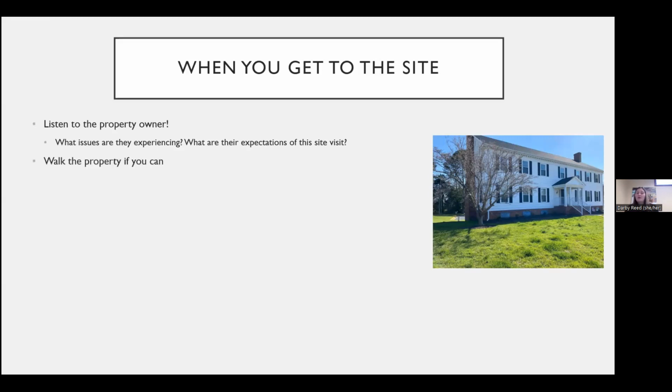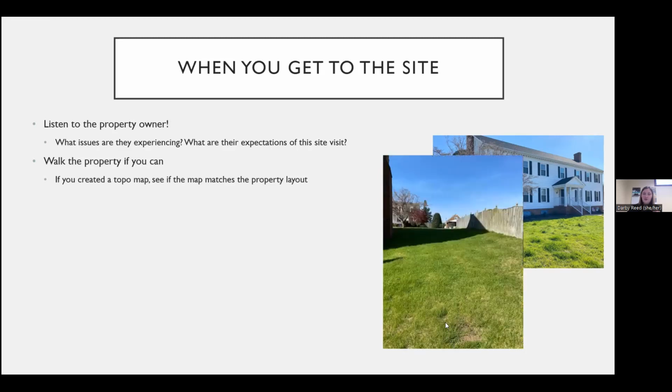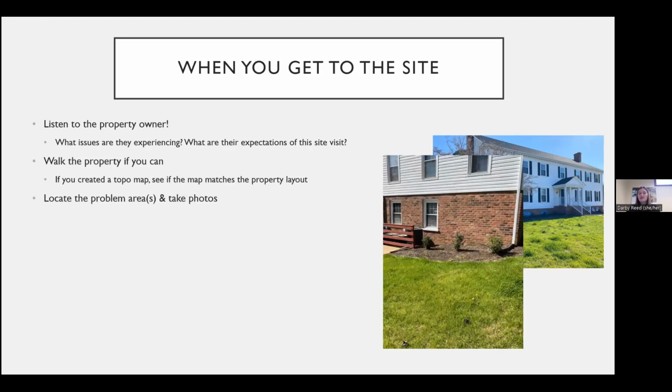Walk the property if you can. If you create a topo map, see if the map matches the property layout. So I predicted from the topo map that the property would have a gentle slope down. This is the view down the property. This is the view back up. Locate the problem areas and take photos.